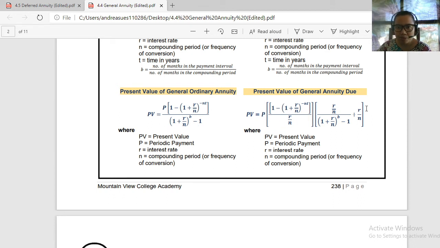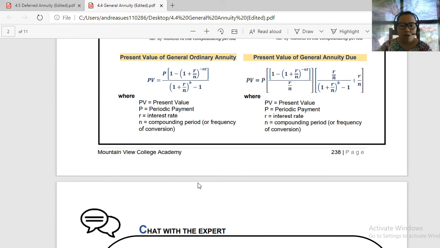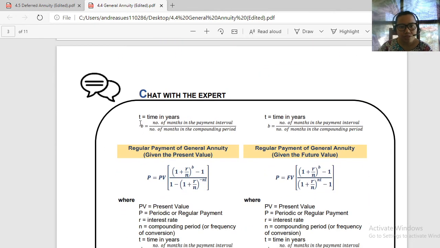Let's master the formulas as you can see. And the following are the parts of the formulas. The PV stands for present value. The P, the periodic payment. The R, interest rate. The N, compounding period or frequency of conversion. And the same applies to the formula for the present value of general annuity due. And of course, we have the time in years, the T, and the B, the number of months in the payment interval divided by the number of months in the compounding period.